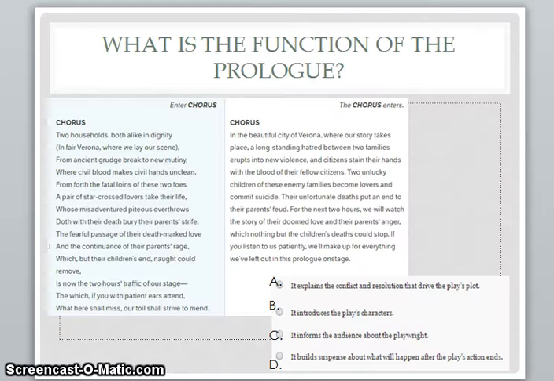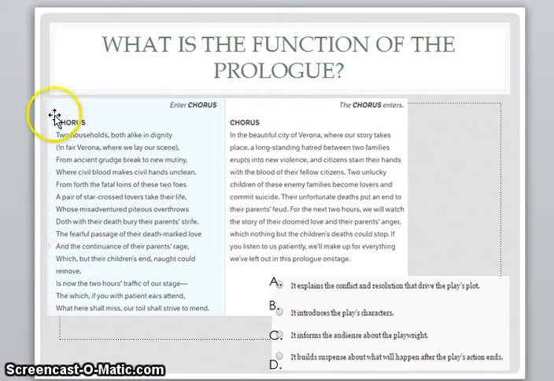So the first question we're going to look at is this. What is the function of the prologue? The prologue came at the very beginning of the play. And here are your answer choices. A, it explains the conflict and resolution that drive the play's plot. B, it introduces the play's characters. C, it informs the audience about the playwright, meaning Shakespeare. Or D, it builds suspense about what will happen after the play's action ends.